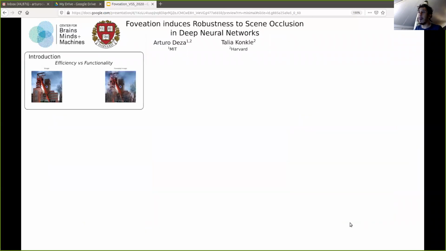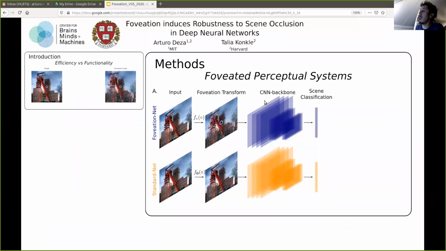Now we're going to test this hypothesis by doing the following. We're going to introduce foveated perceptual systems, which are two-stage systems that consist first of a foveation stage, second of a CNN that must perform scene classification. In particular, we're going to use a metamer transform for our foveation procedure that locally perturbs, in each one of these log polar receptive fields, the image in the direction of its local texture statistics until it renders a visual metamer. This metamer transform model was inspired by the Freeman and Simoncelli metamer model from 2011.